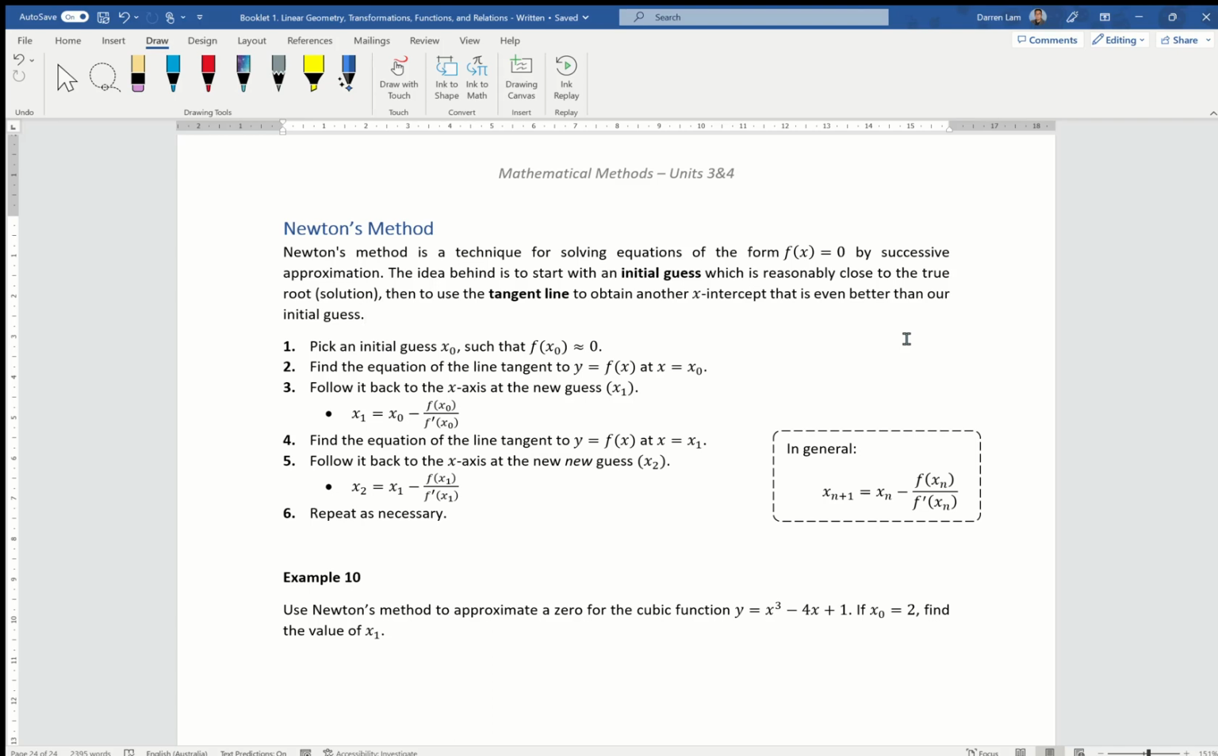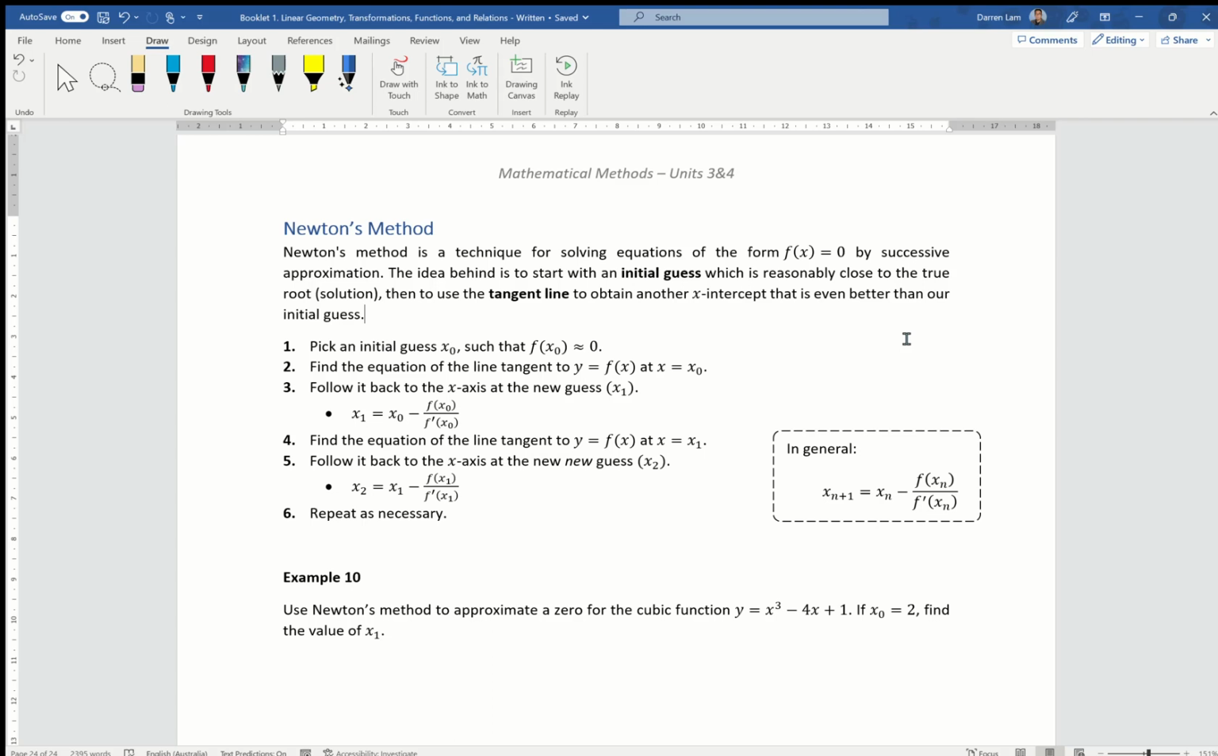Oftentimes we're presented with an equation that doesn't factorize nicely, so it's not something we can apply the null factor theorem to or something like that. So we might have to use a brute force method. Now, of course, you can just put that into the calculator and see what you get, but we're going to approach it using Newton's method.